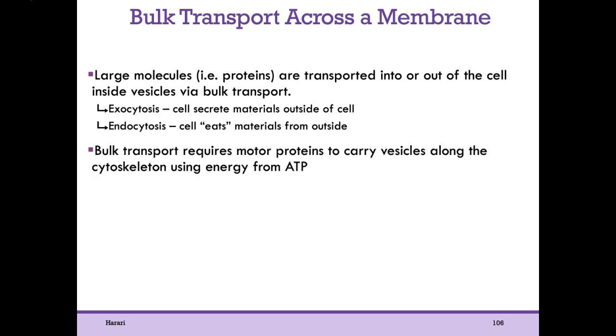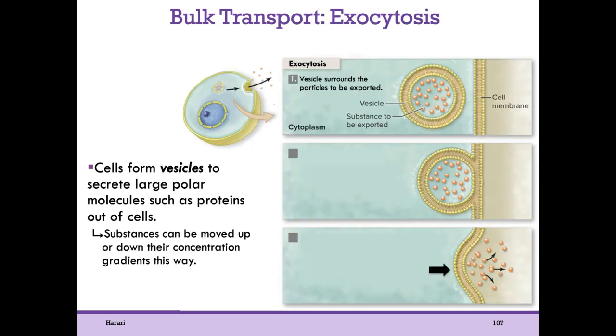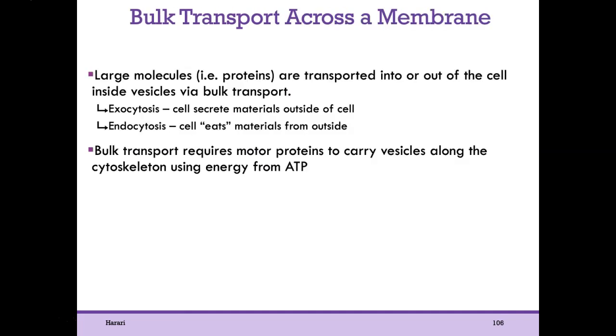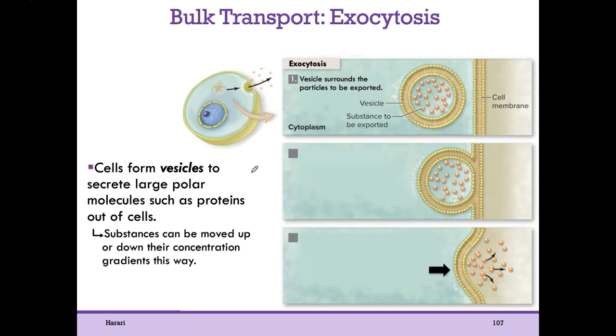But bulk transport requires motor proteins to carry vesicles along the cytoskeleton using energy from ATP. So if you remember, we said those big vesicles can be carried by kinesin motor proteins walking on microtubules. So microtubules, again, are like the train tracks. Kinesins are the motors that use ATP to bring along these huge vesicles that contain stuff from one side of the cell to the other. And cells can have vesicles that fuse with the plasma membrane. And once it merges with the membrane, it can release particles to the outside. That's called exocytosis.